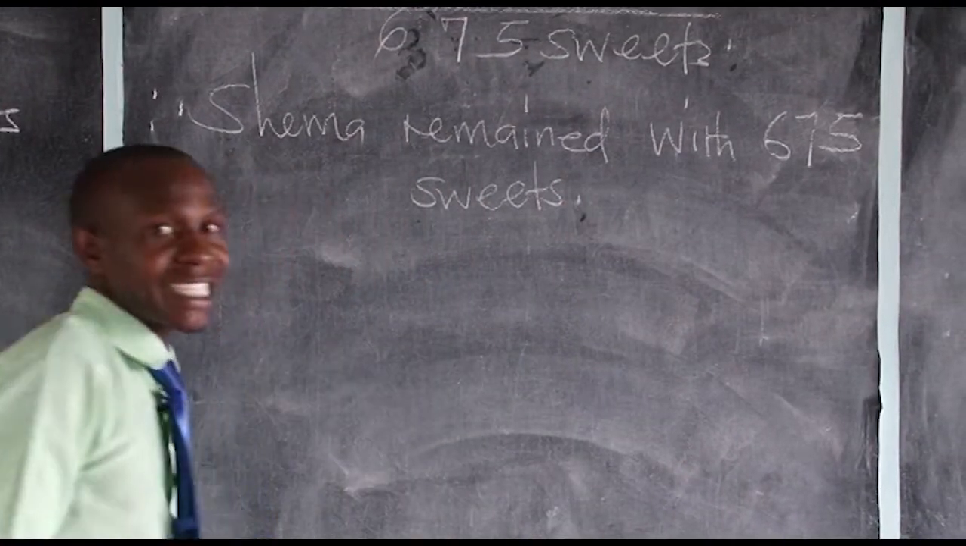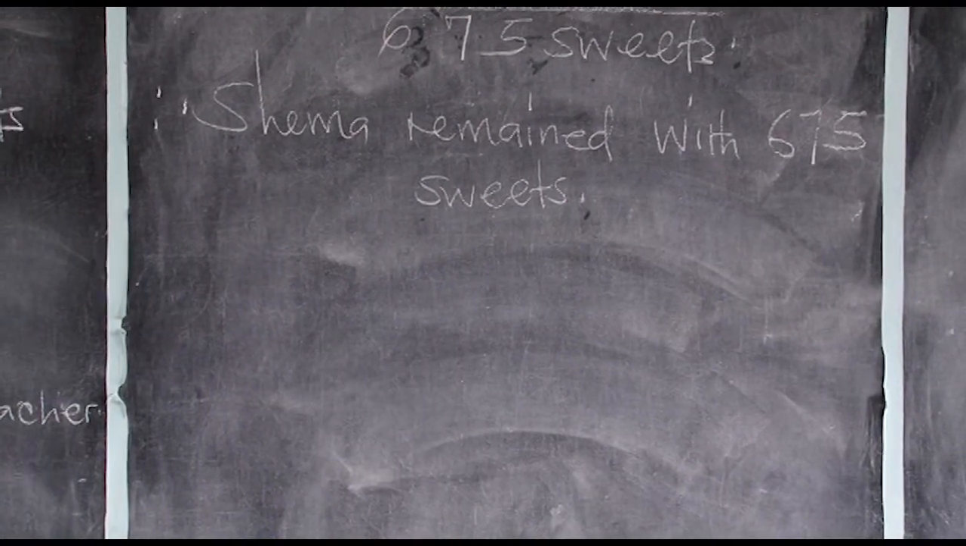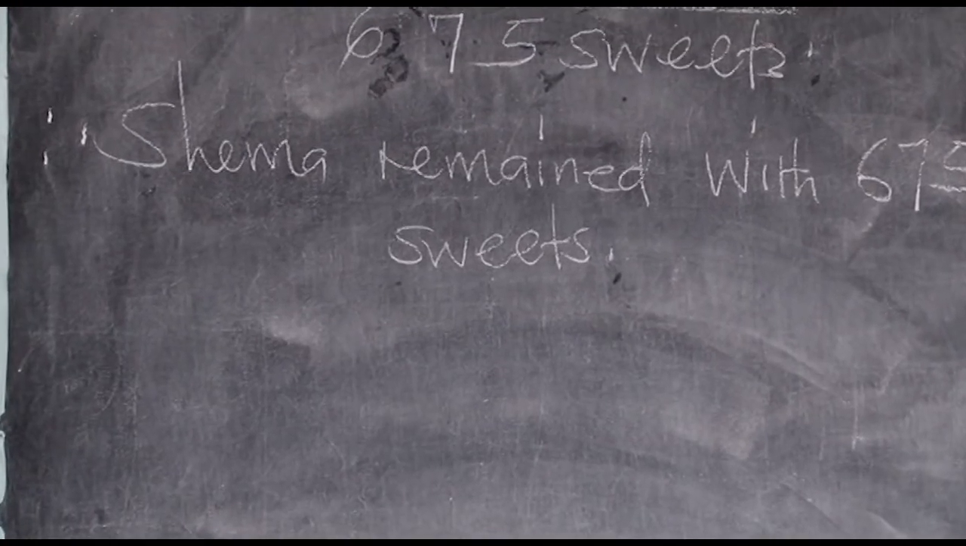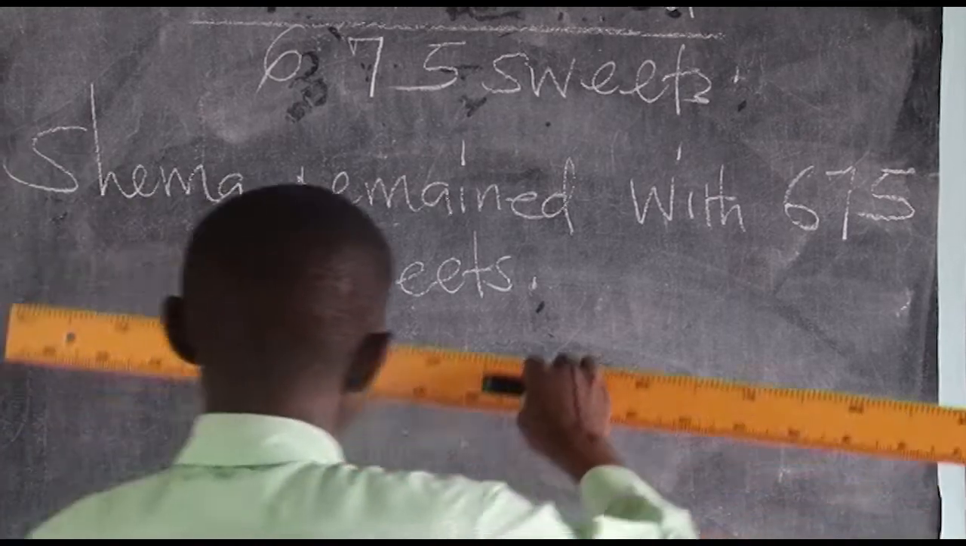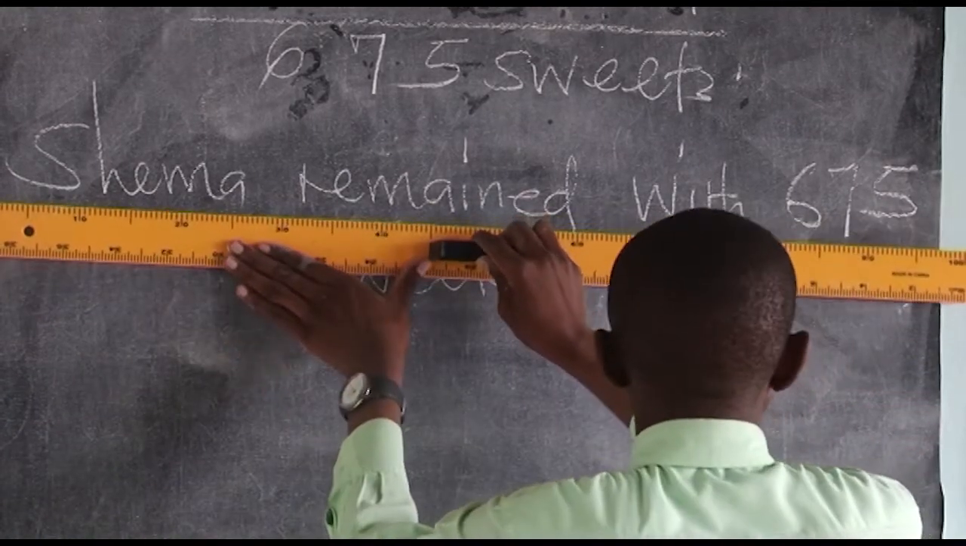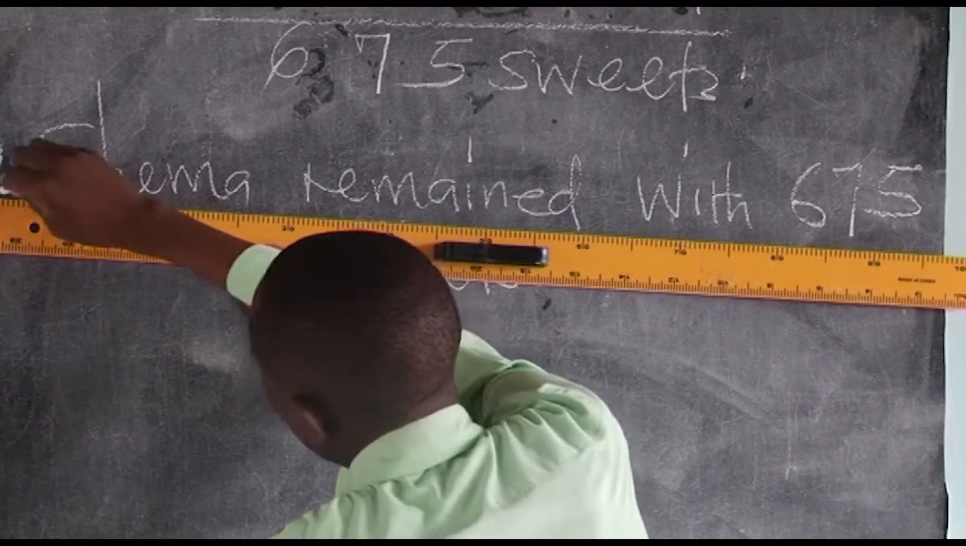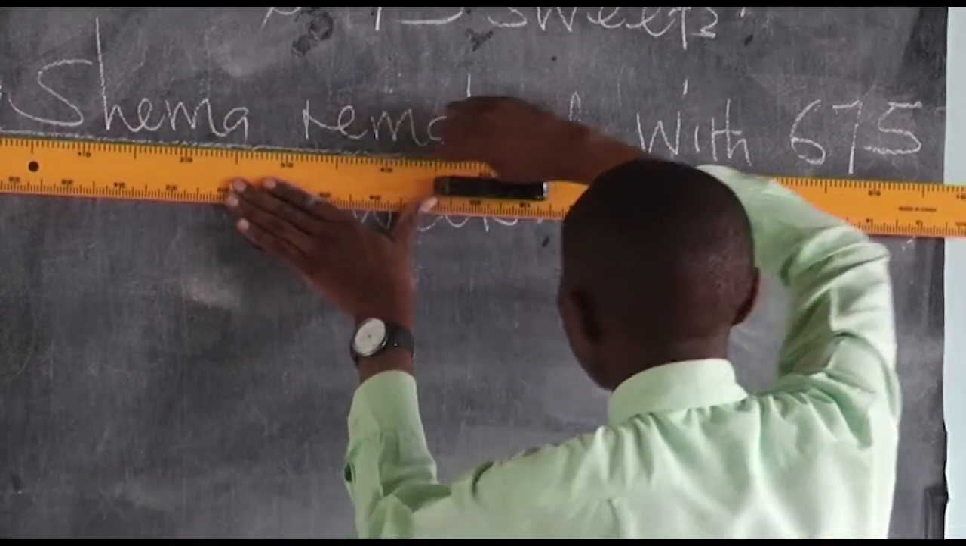675 sweets. That is the number of sweets that Shema Ro'ik remained with. After getting the number of sweets that Shema Ro'ik remained with, get your ruler and underline your answer. Underline your answer using a ruler.